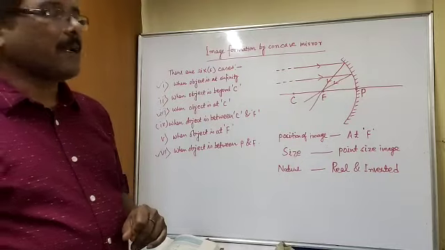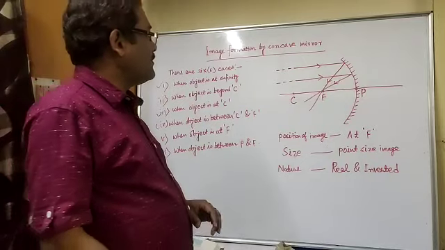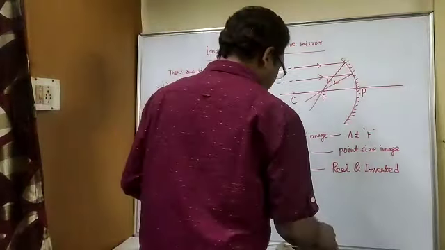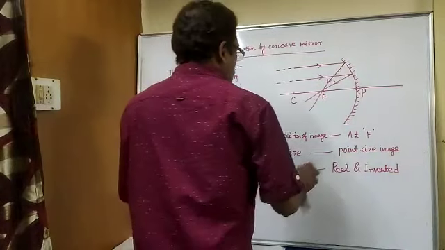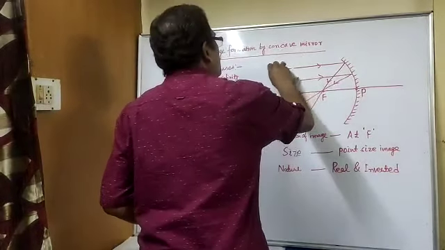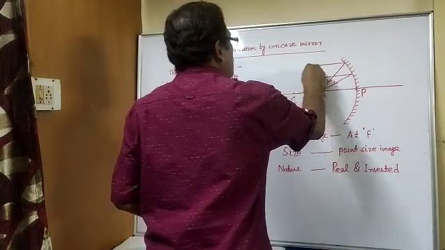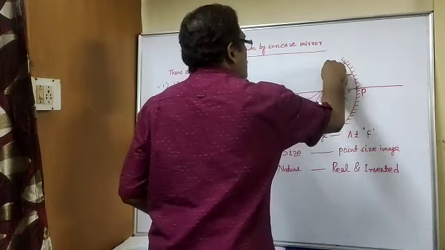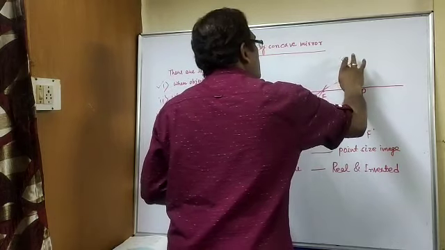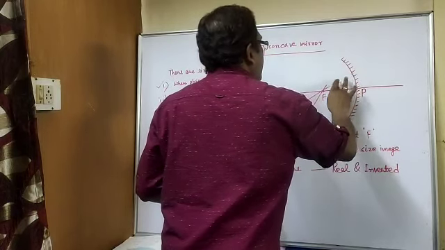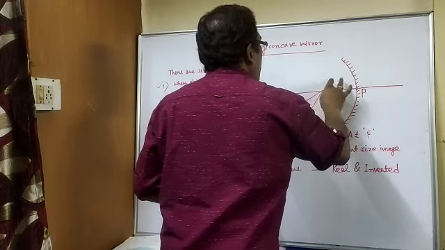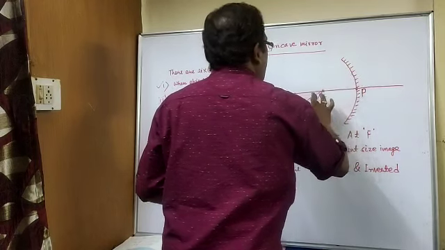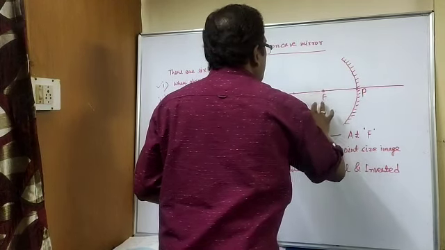Now we will discuss another case when the object is at C. So again you have to draw a concave mirror, mark a point P at the center of the reflecting surface.